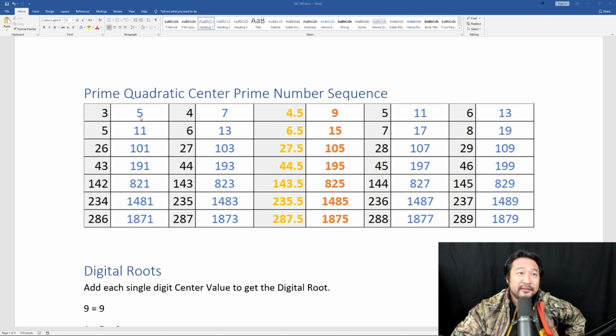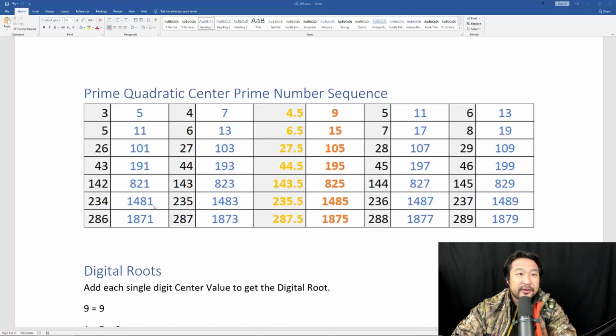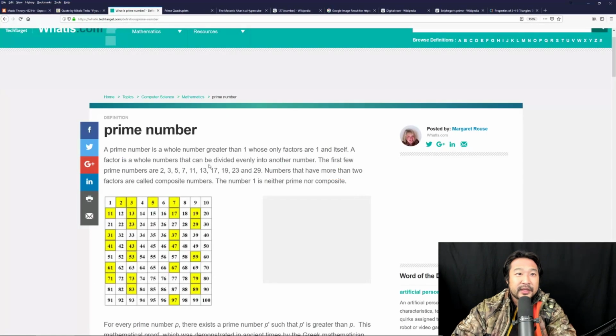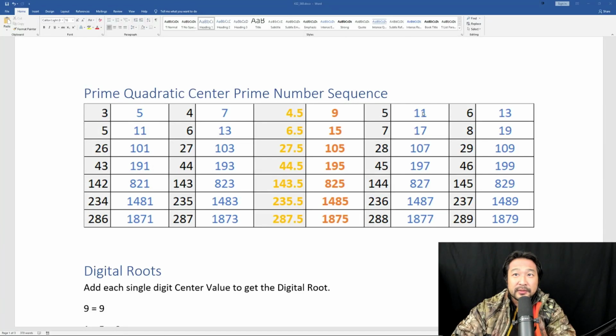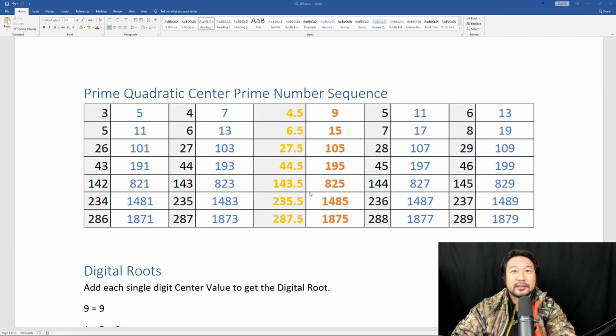number 5 is the third prime number. For example, 2 is the first prime number, 3 is the second, 5 is the third. So that is the third sequence. 7 is the fourth sequence, because right after 5 is 7. And then the 11th would be the 6th sequence. Oh, did I do it wrong? No. 1, 2, 3, 4, 5. Okay, 11 is the 5th sequence, since it's the 5th prime number. So that's how I do it. And 13, of course, is the 6th prime number in the sequence. So that's what it is.